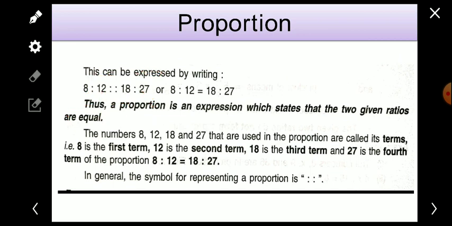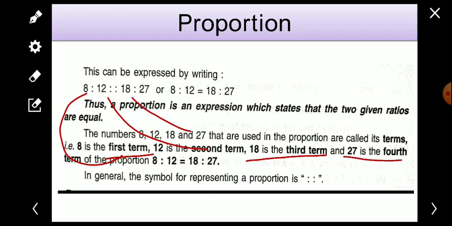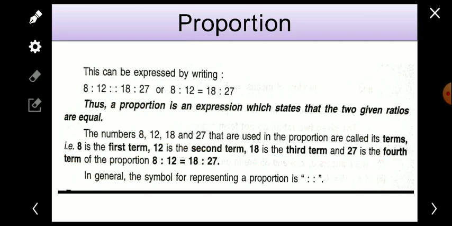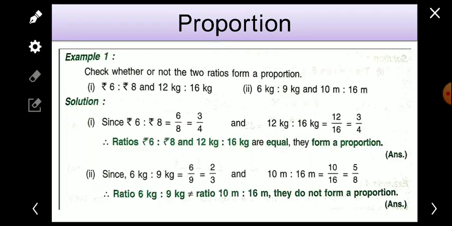So 8 is the first term, 12 is the second term, 18 is the third term, and 27 is the fourth term, as you can see here. Now in general, the symbol for representing a proportion is these 4 dots. Examples are given here.